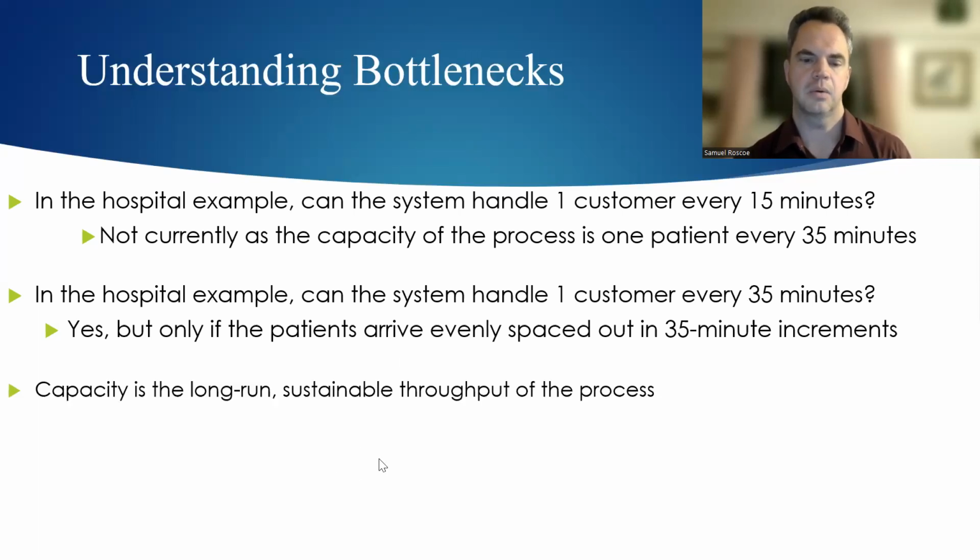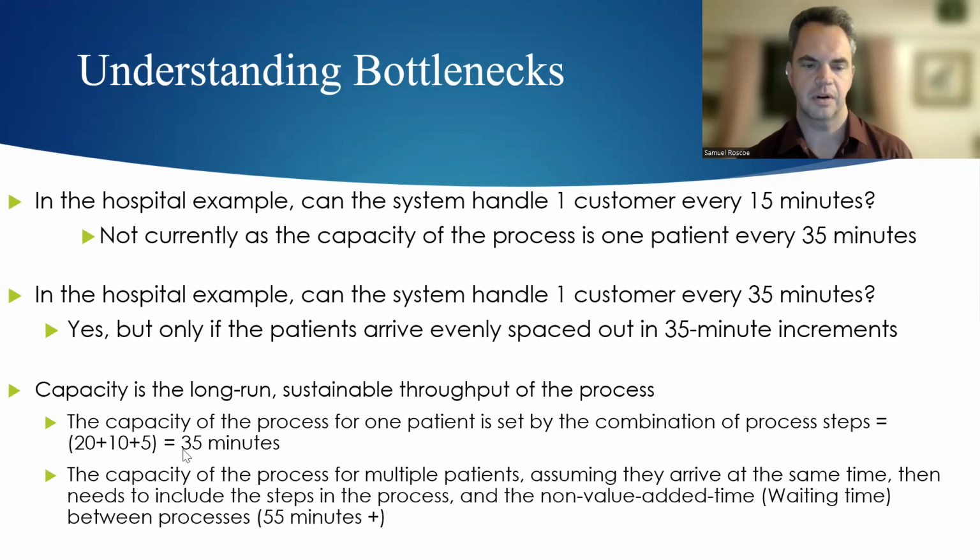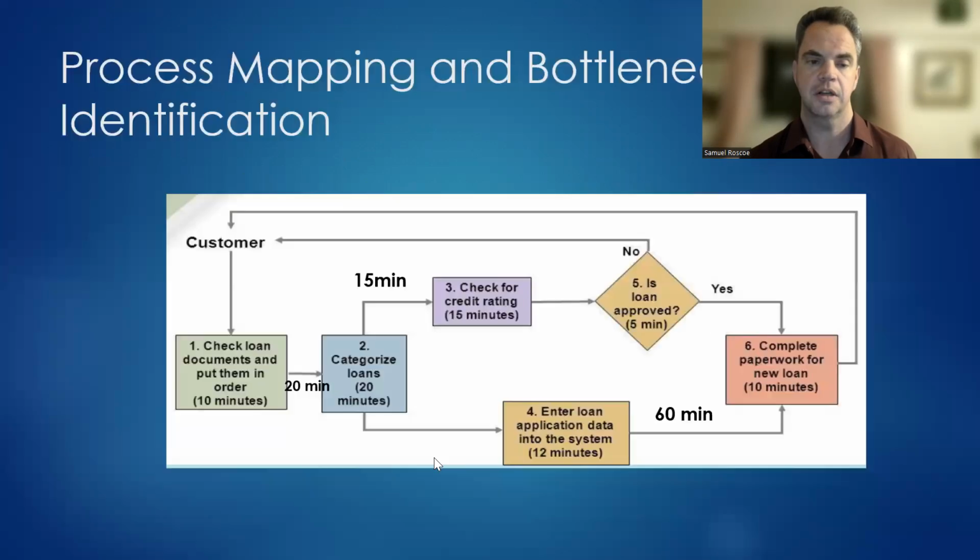So capacity is the long-run sustainable throughput of the process. And the capacity of the process for one patient is set by the combination of the process steps. So again, we said 35 minutes. And the capacity of the process for multiple patients, assuming they arrive at the same time, needs to include all of the steps in the process and any non-value adding time or waiting time that begins to build up in that process. Okay, so those are the key things that we have to consider. That becomes our throughput time. Our throughput time includes the capacity of the operation, and it also builds in that waiting time in the process as more and more patients go through.